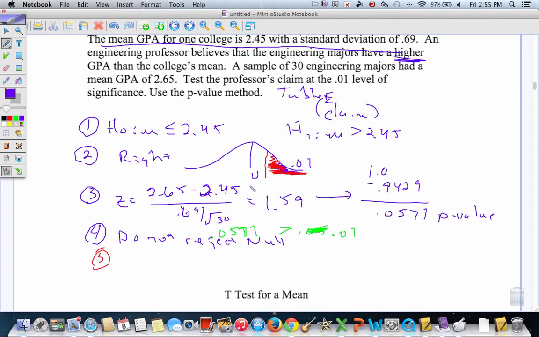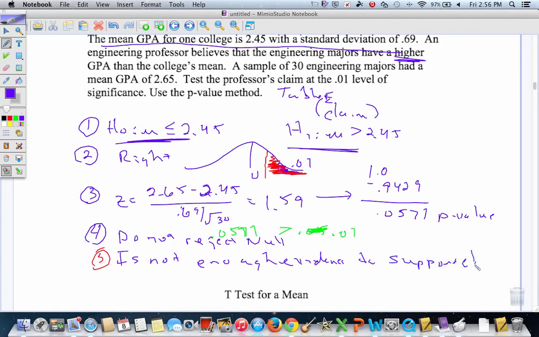And finally, since we did not reject the null, let's go back to blue here. We did not reject it, so this is true, which means this is false, which means the claim is also false, or there is not enough evidence to support the claim. And that encompasses our p-value method.